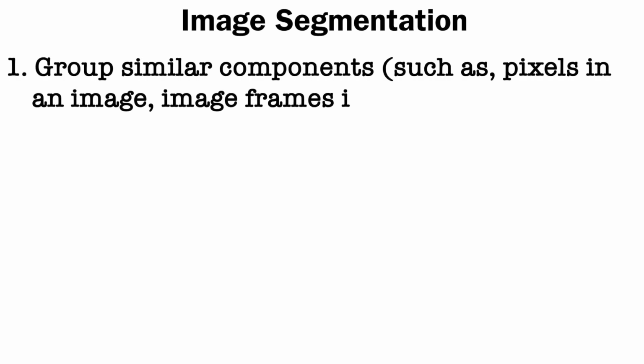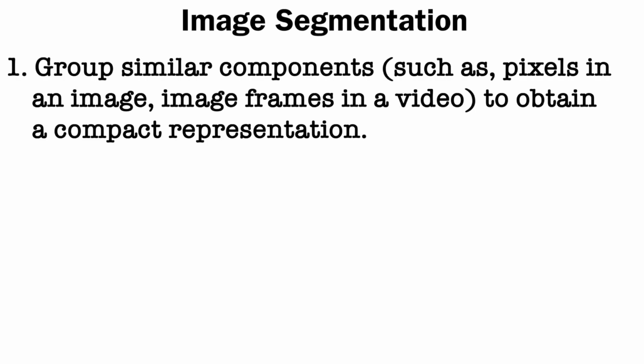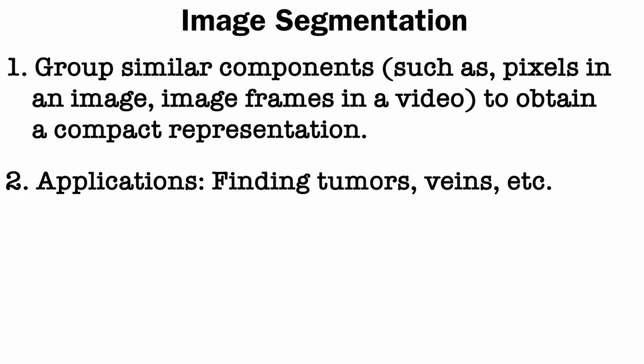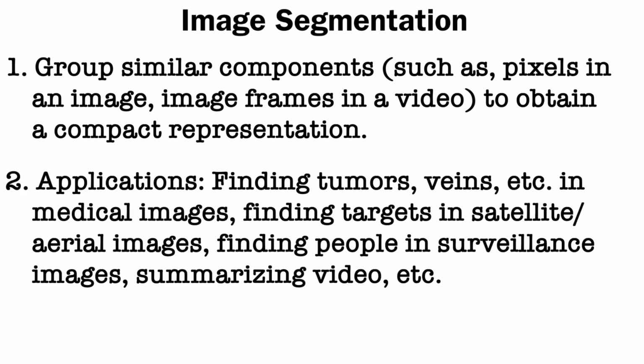Image segmentation groups similar components, such as pixels in an image or frame in a video, to obtain compact representations. Its applications include finding tumors and veins in medical images, finding targets in satellite images, finding people in surveillance images, summarizing videos, etc.